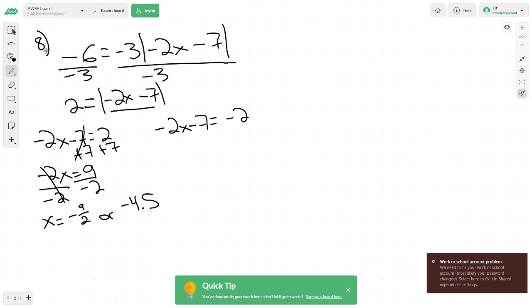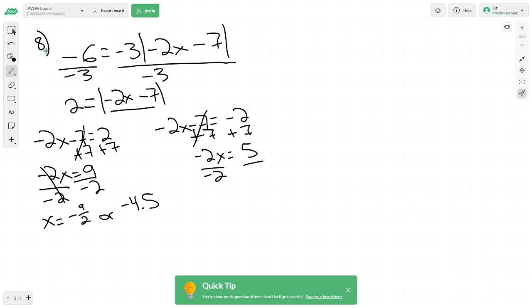And I'm going to solve each equation separately. All right, so this gave me a fraction, negative 9/2, or if you want to put it in a decimal, that's what that would be. And for this, plus 7, negative 2x equals 5, divided by negative 2, divided by negative 2, x equals negative 2.5, or negative 5/2.